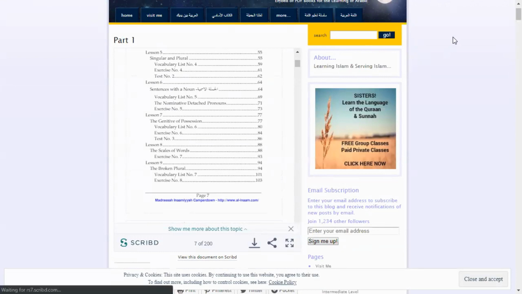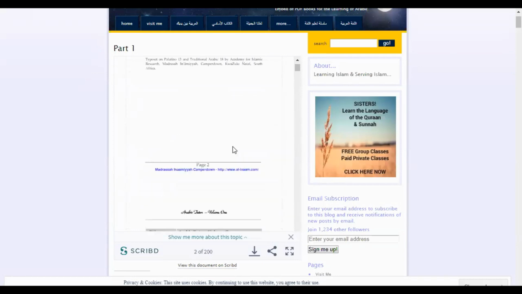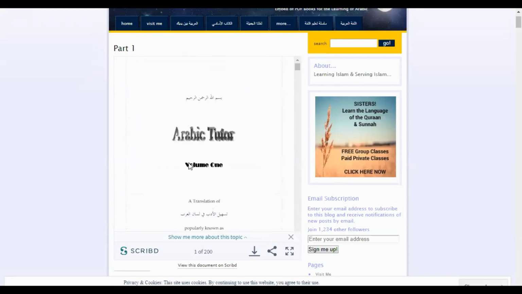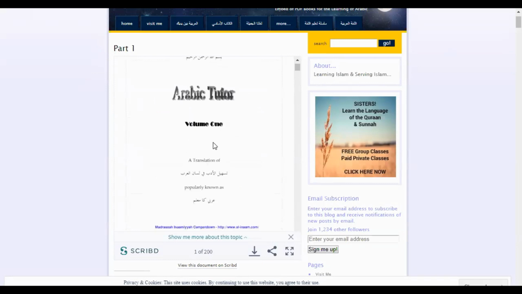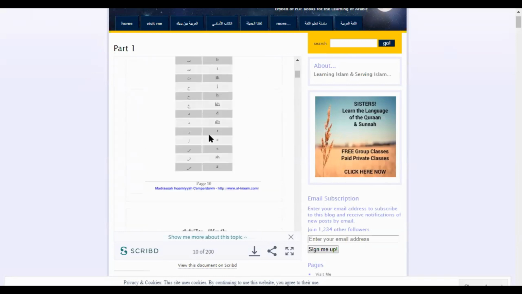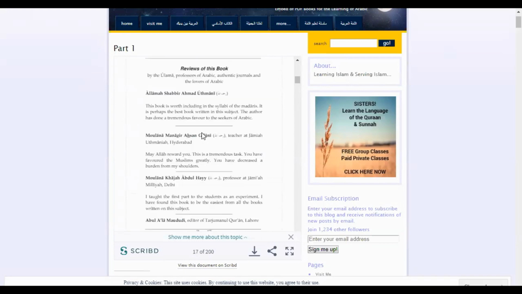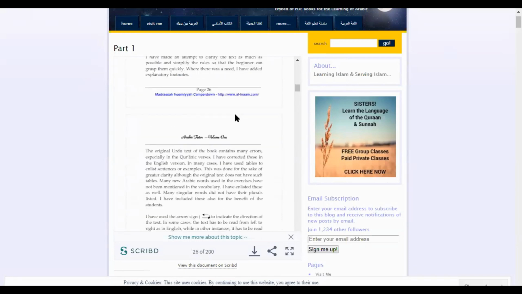I used to sit and read it while I'm waiting for things. Arabic Tutor Volume 1. Whenever I was free, like waiting at the bus stop or doing whatever, I used to read it, although I might not have understood anything at that time. Now I find Volume 1 and Volume 2 very easy. It starts from the very basics.